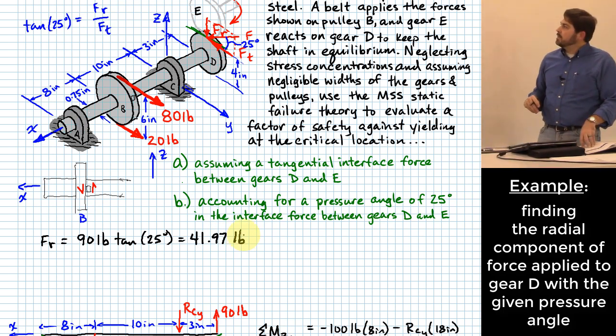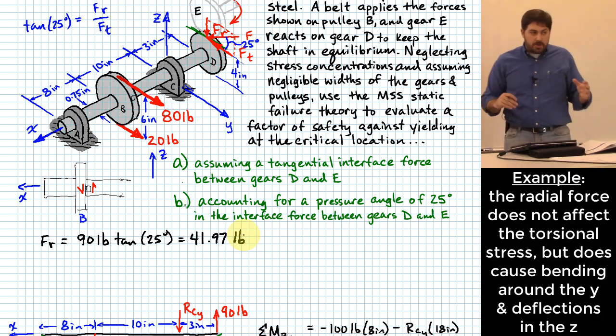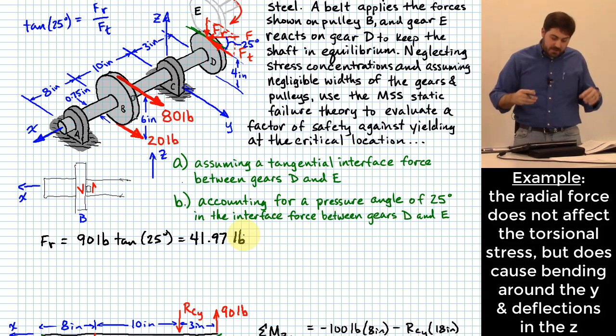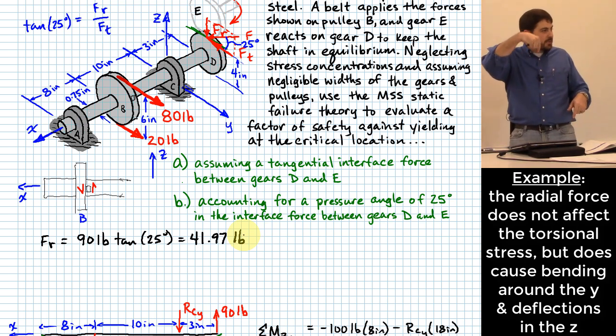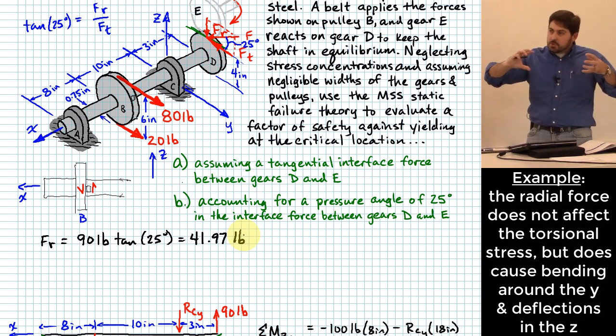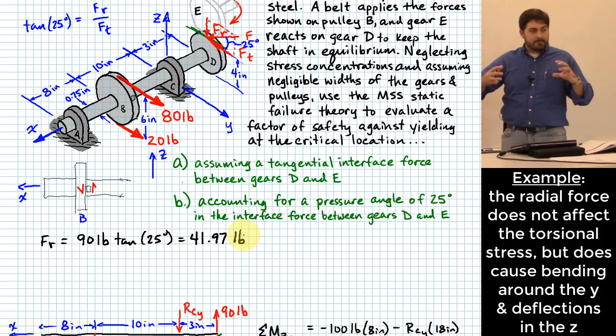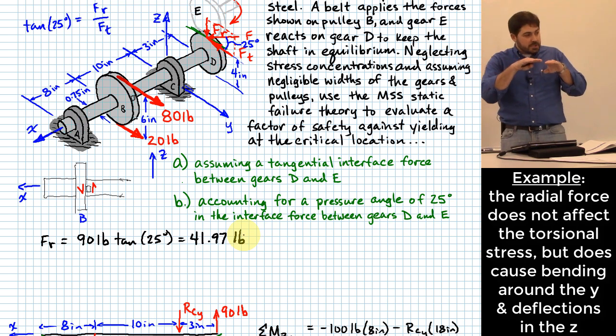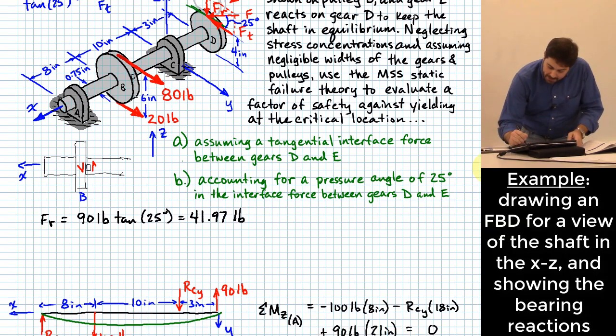Now here's the thing. FR doesn't do anything to mess with my torsion. You see that? Because its line of action passes through the axis it would be trying to create torsion around, it doesn't do anything to twist that thing. But what does it do? It creates another plane where this shaft will start to flex. So what we need to do is figure out what happens in that plane.